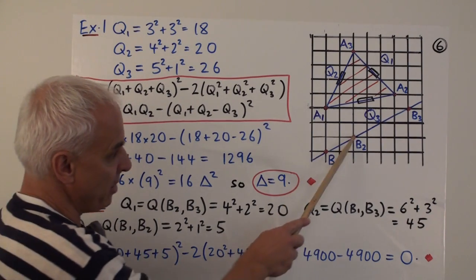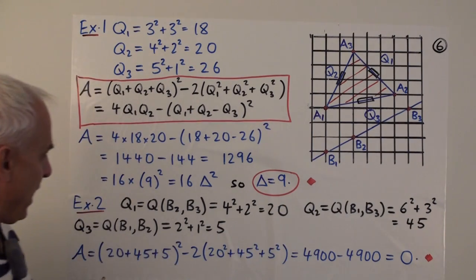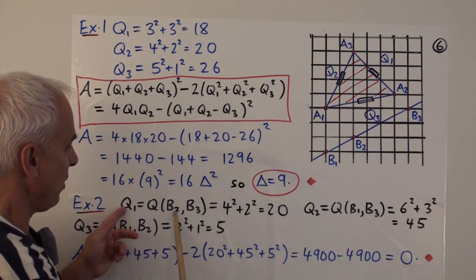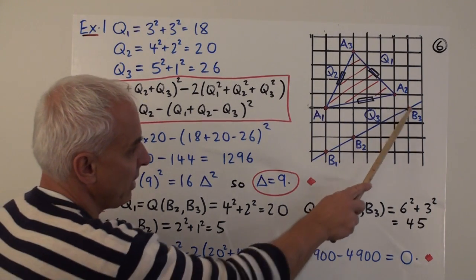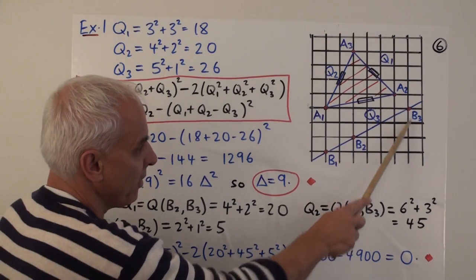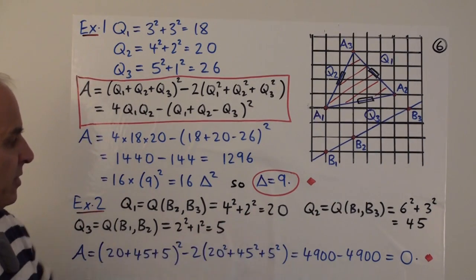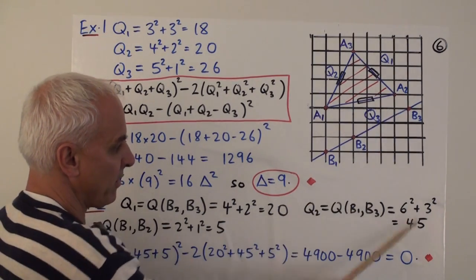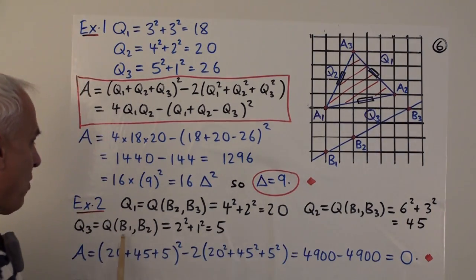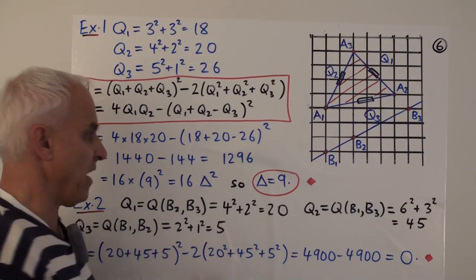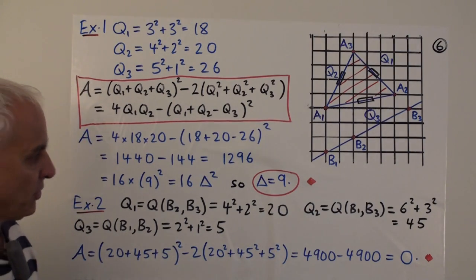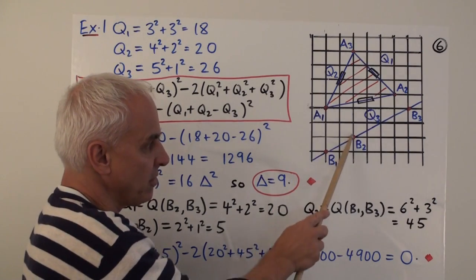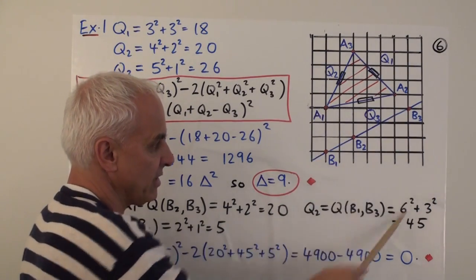So we have points B1, B2, and B3, and the quadrances between them are, so the quadrance between B2 and B3, well, there's a 4 here and 2 here, so that's 4 squared plus 2 squared equals 20. You can check that the quadrance between B1 and B3 is 45, and the quadrance between B1 and B2 is 5. So these 3 numbers represent the areas of squares that you could build on top of these 3 sides.